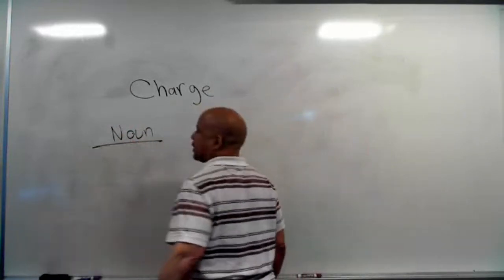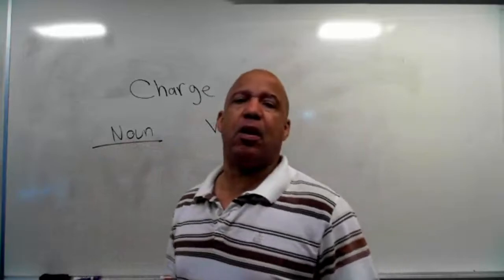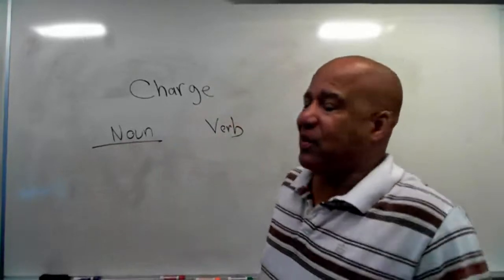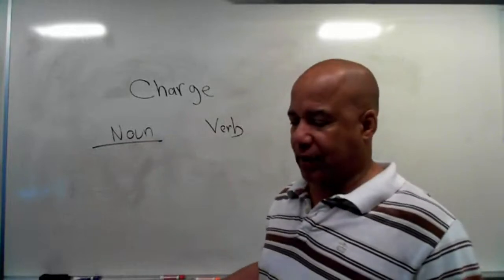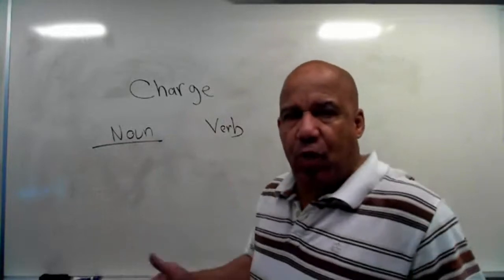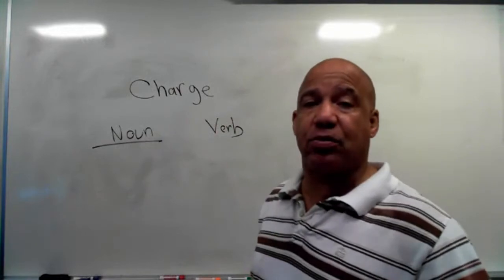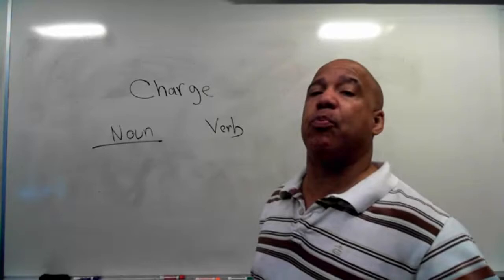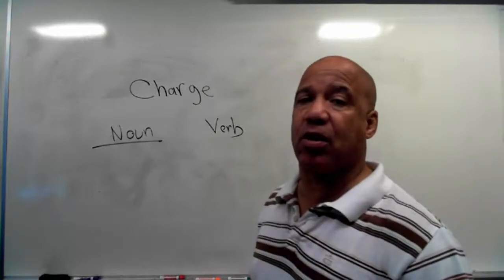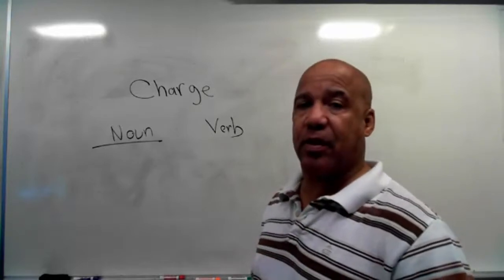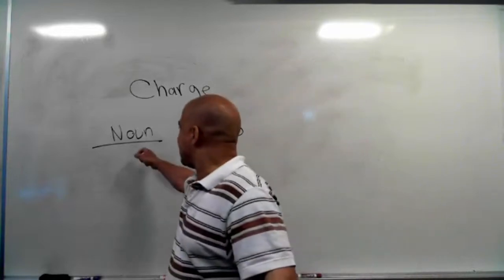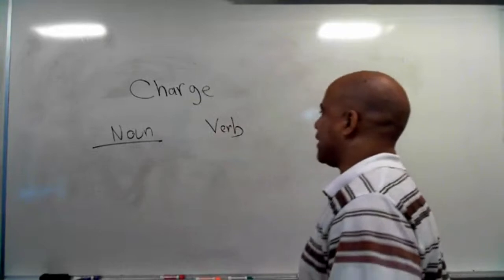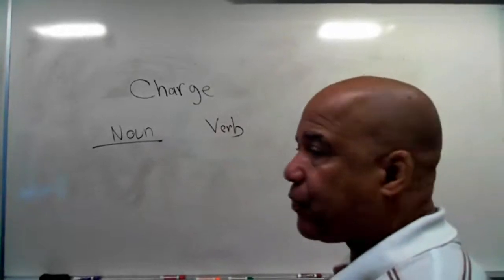As a noun, charge is something possessed by a proton or possessed by an electron. We know that there are 2 types of charges. We don't even know what charge really is on the atomic level, but we know whatever it is, there are 2 types of it: positive charge and negative charge. The proton possesses positive charge and the electron possesses negative charge. So if I think about charge as something that one of those subatomic particles possesses, then I'm using it as a noun.